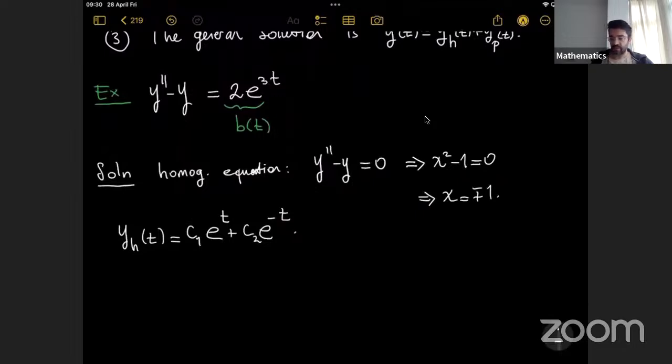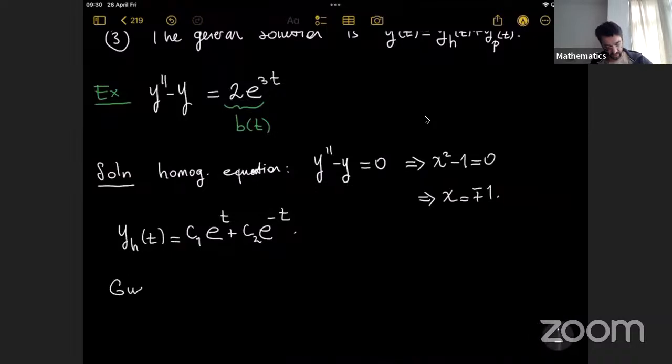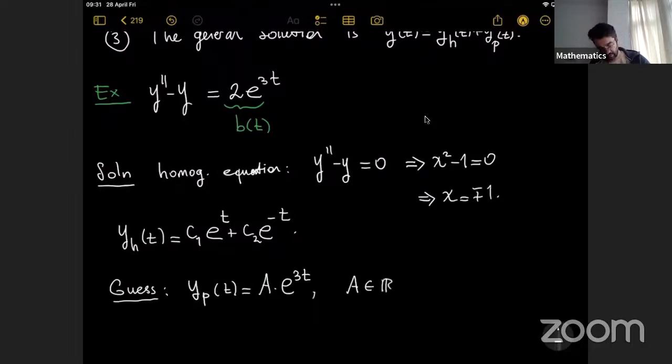We will guess a particular solution here. Look at the non-homogeneous part, e^(3t). So the natural guess here is going to be in the form of e^(3t). So y_p(t) is going to be some constant, let's say a, times e^(3t). And we will find this a, okay? So a is a real number here.